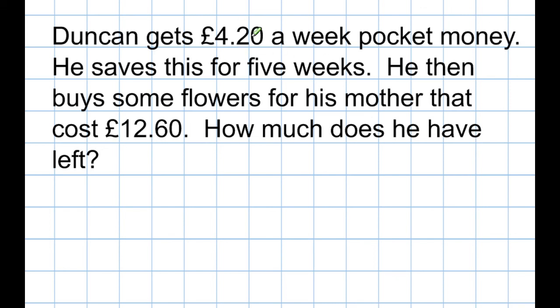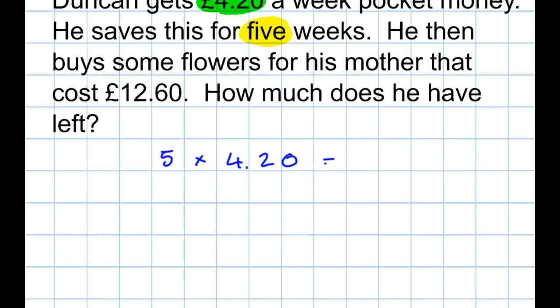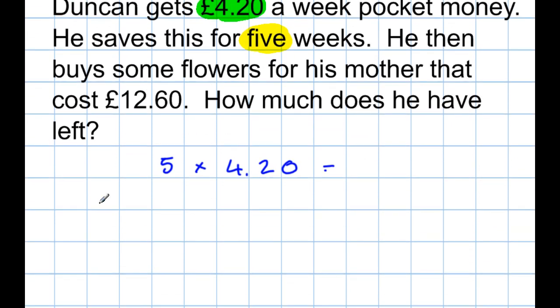5 weeks he saves £4.20, so it's going to be 5 times £4.20 to work out his savings. So we're going to do 5 times 4.20. Now here's a trick or a tip when it comes to multiplication. Always put the larger number on the top. It makes life easier. Multiplication, the order doesn't matter. So remember, when we multiply decimals, we ignore the decimal point.